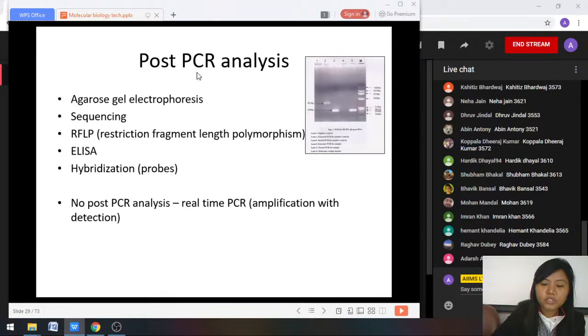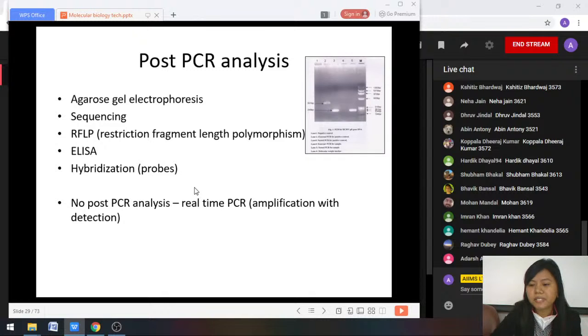So post PCR analysis needs to be done after the PCR has been performed. The most common technique which is being used is agarose gel electrophoresis. There are other methods which are being used. Sequencing, RFLP, ELISA can be done, hybridization can be done. We are not going to go in detail because these are not the preferred technique.